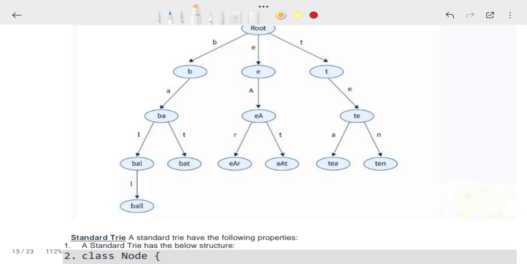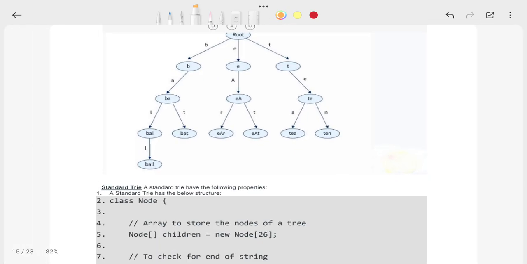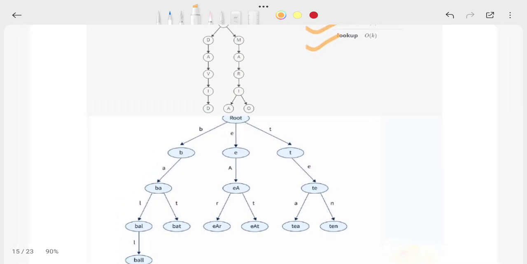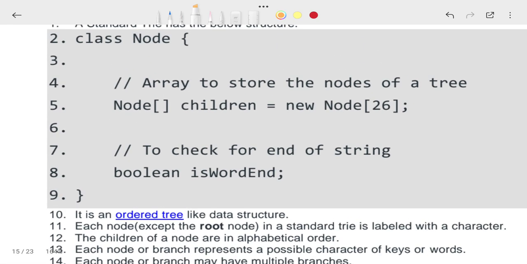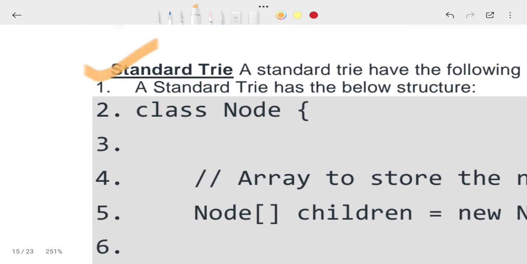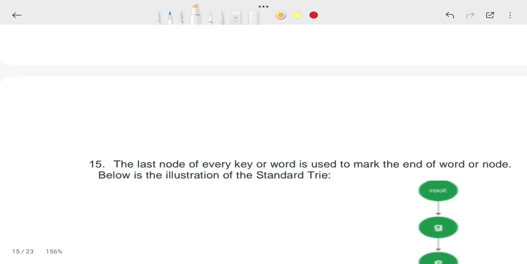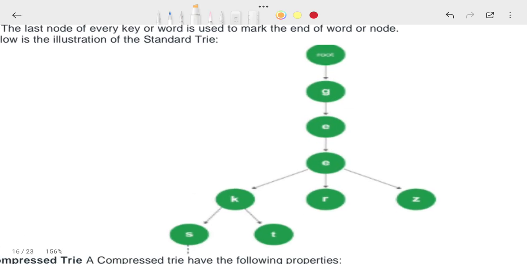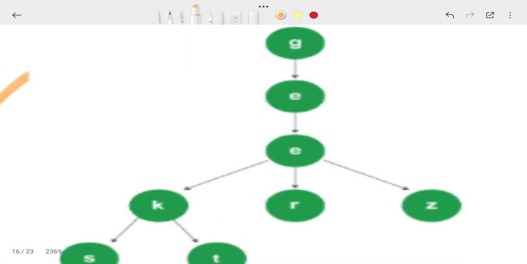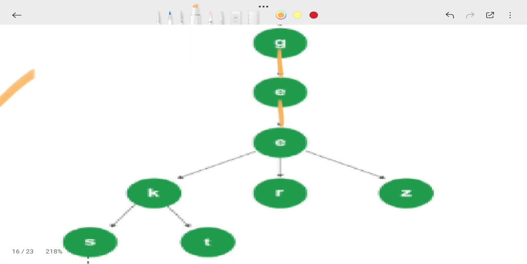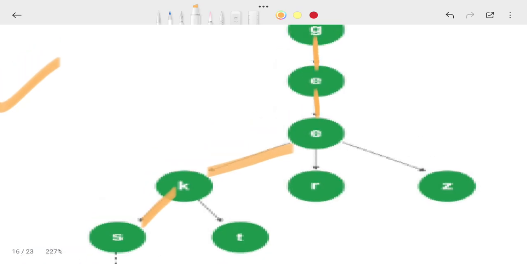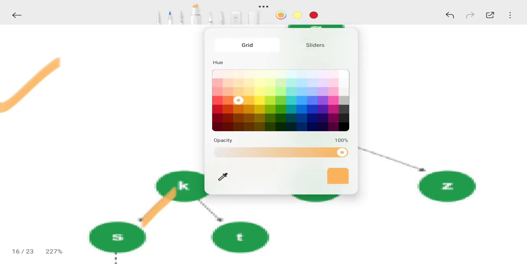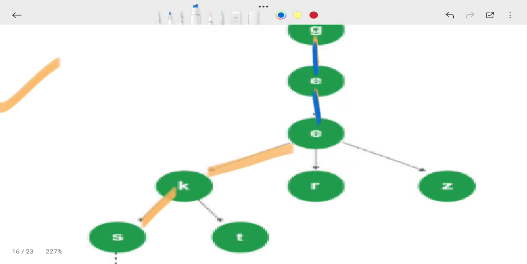So now at first I will see the standard one. I will not come here at first, I will come later. At first I will come to standard. Standard we already discussed. This is the standard trie, meaning whatever text you have. I will show you one example. So how to write the text? This is the standard. Suppose you have G, E, K, S. Again G, E, suppose another text G, E, E, K, T.